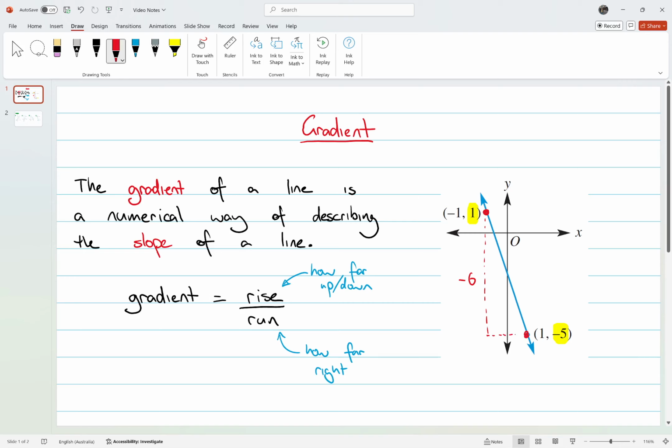Now from here to here, going across, starting at -1 going to +1, there's 2. So my gradient in this case, and we represent gradient with a letter m, would be m equals -6 over 2. And then we can simplify that, of course. -6 divided by 2 equals -3. The gradient being negative tells me that it's going downwards, which we can see with the line. But it also means every time we go down 3, we go across 1, down 3, across 1, down 3, across 1. That describes the slope of the line.